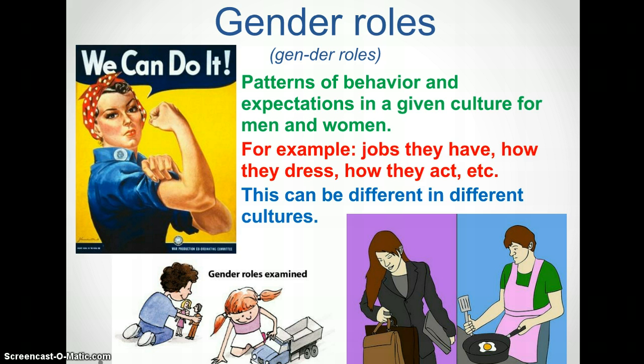The next word we have is gender roles. Gender roles are patterns of behavior and expectations in a given culture for men and for women. So gender refers to male or female. For example, it might be what jobs women have, what different kinds of clothes men wear compared to women, how men are supposed to act or how women are supposed to act. And this can be different in different cultures, and it might change over time.